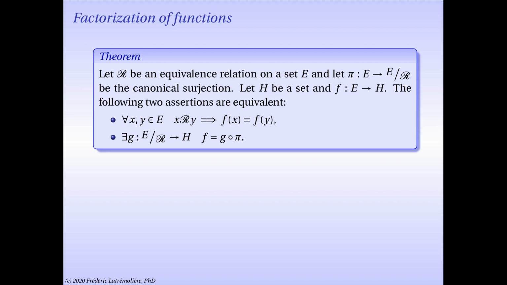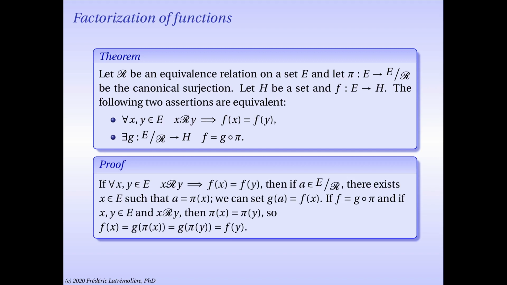Assertion 1. If x and y are elements of E that are equivalent, then f of x equals f of y. Assertion 2. There exists a function g from the quotient set E quotient by R to the set H such that f is equal to g composed with pi. So we indeed factor f through the composition. The proof is pretty much straightforward.